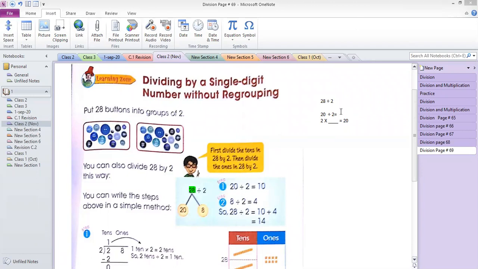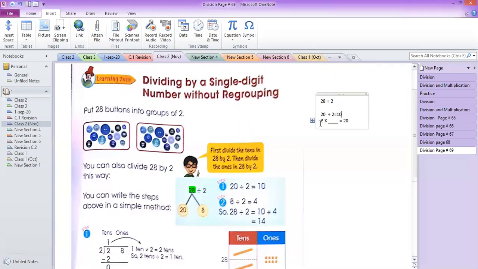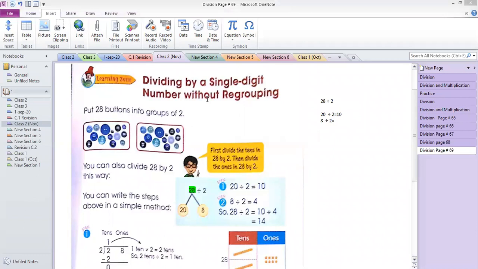Okay, guys. So 2 multiplied by 10, that means 20 divided by 2 equals 10, right? And this 20 plus what number equals 28? 8, sorry. So I divided 20 by 2 and now I'm going to divide 8 by 2. So 2 multiplied by what number will give you 8? Yes, guys. 2 multiplied by what number will give you 8?